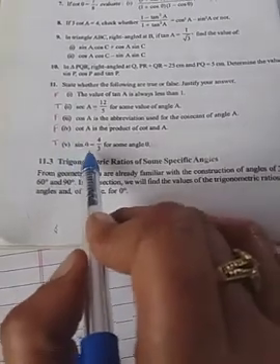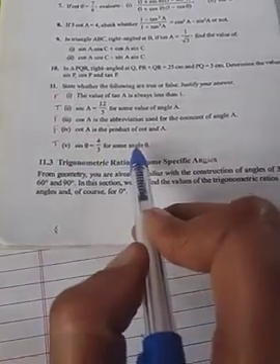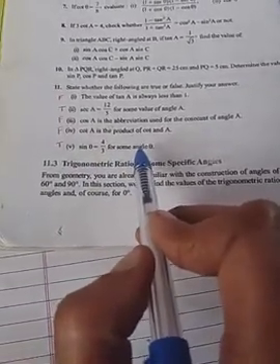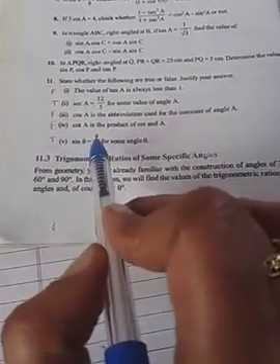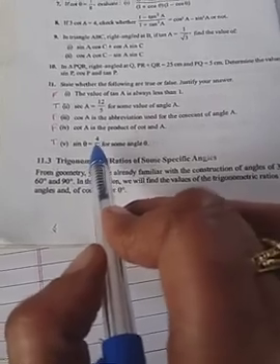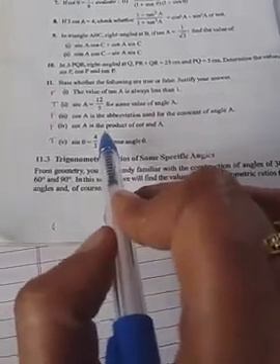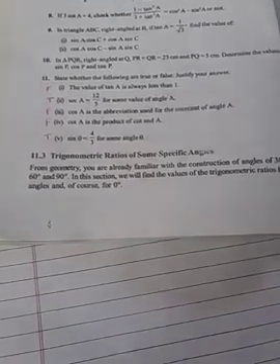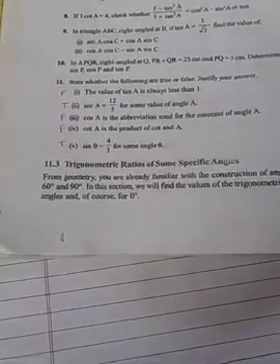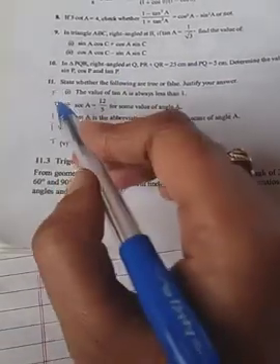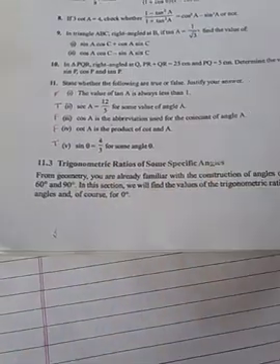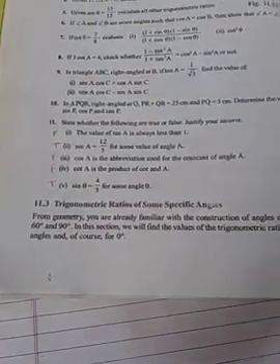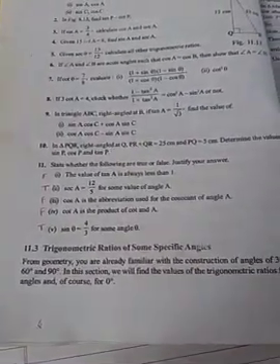And the fifth one: sin theta equals 4 by 3 for some angle theta. This is also false actually, because the value may vary. So the first one is false, the second one is true, the third one is false, the fourth one is false, and the fifth one is false. Hope you understand. Next period we will continue with the next exercise. Thank you.